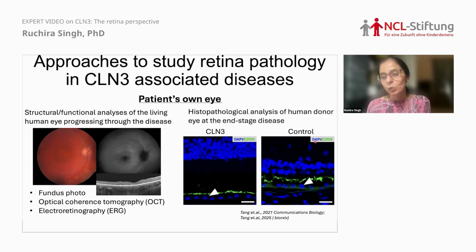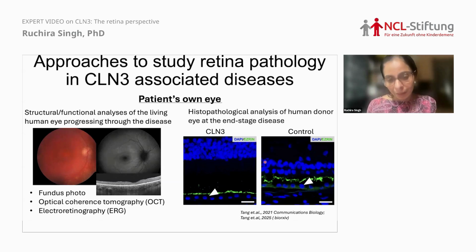And on the right is showing another way, which is to look at the histopathology of the human donor eye. However, this is limited to seeing changes that are occurring in the late stage disease or the end stage disease, when the retina has completely degenerated, but it still is a valuable tool to see what is happening in the human eye that has CLN3 disease.